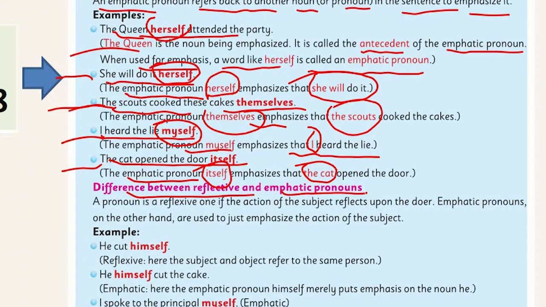The difference between reflexive and emphatic pronouns. A pronoun is a reflexive one if the action of the subject reflects upon the doer. Emphatic pronouns, on the other hand, are used to just emphasize the action of the subject.